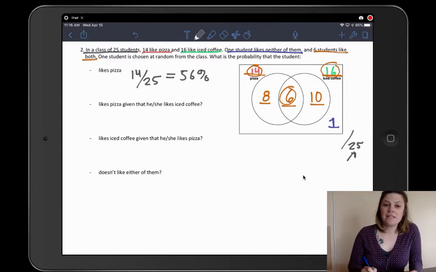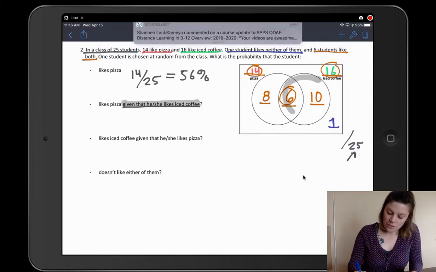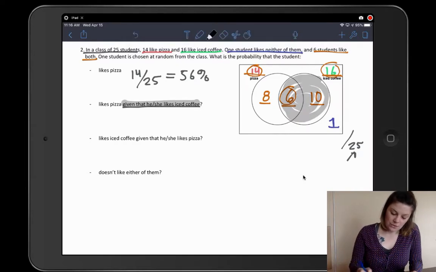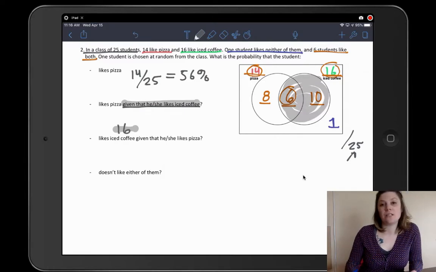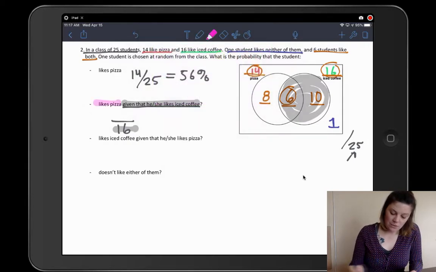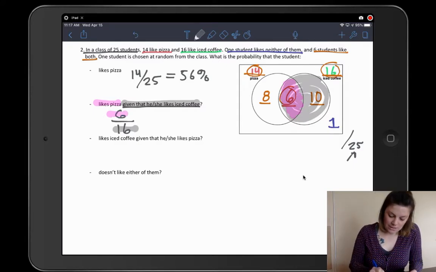All right, the next one is likes pizza given that they like iced coffee. So given that they like iced coffee means we're only looking at the iced coffee right here. That's all we're looking at. So that number goes in the denominator. It is 16 because there's 16 total people who like iced coffee. And then when we look above here, we're looking at how many of those people like pizza? Well, those are the people in this overlap, right? They are the only people who are in that gray world who also like pizza. So we would put the 6 here.